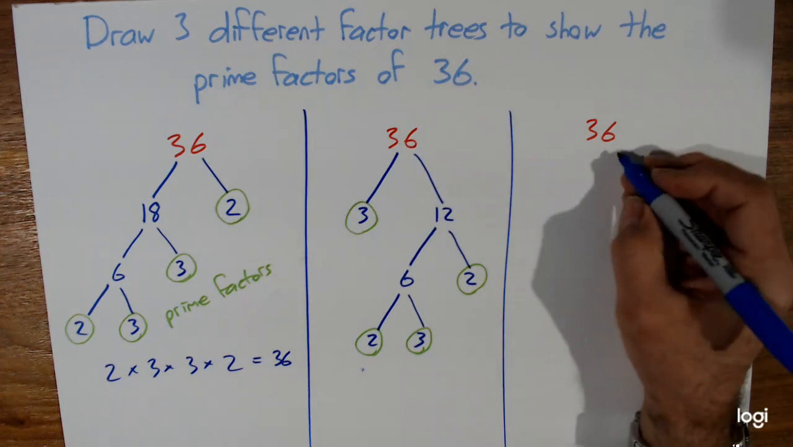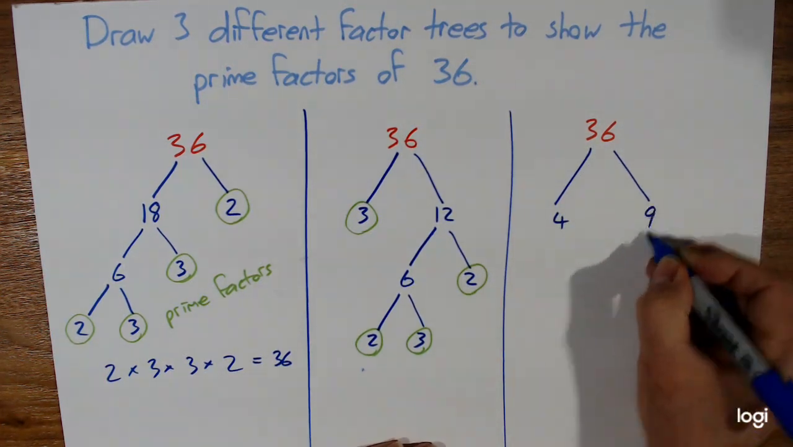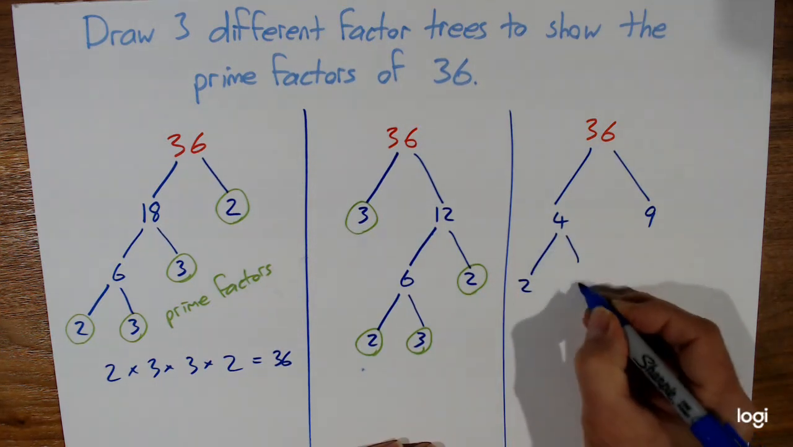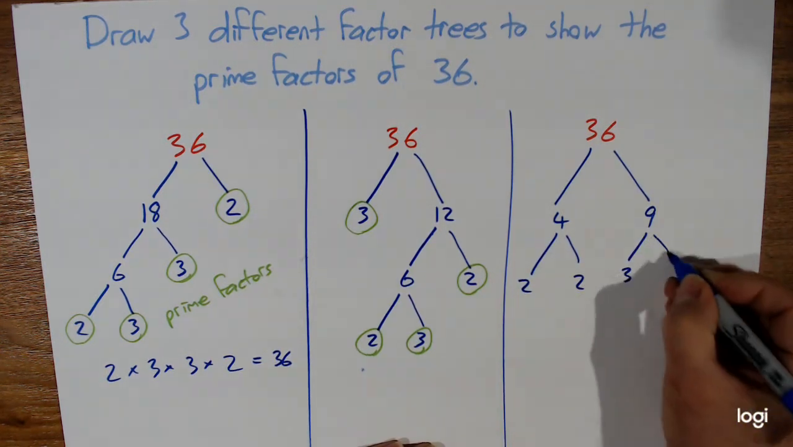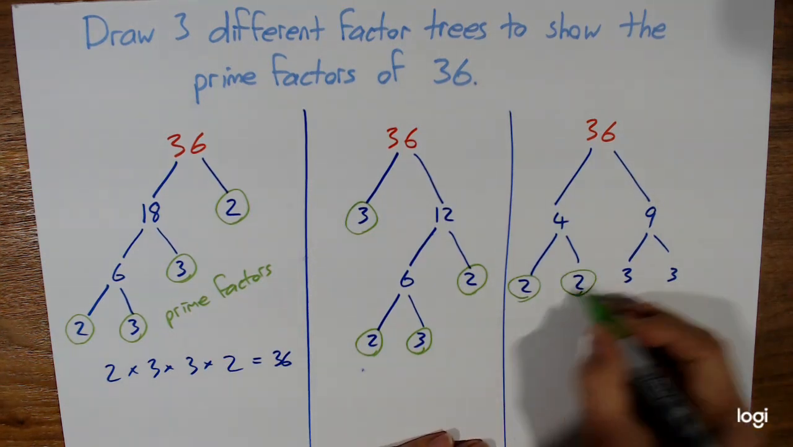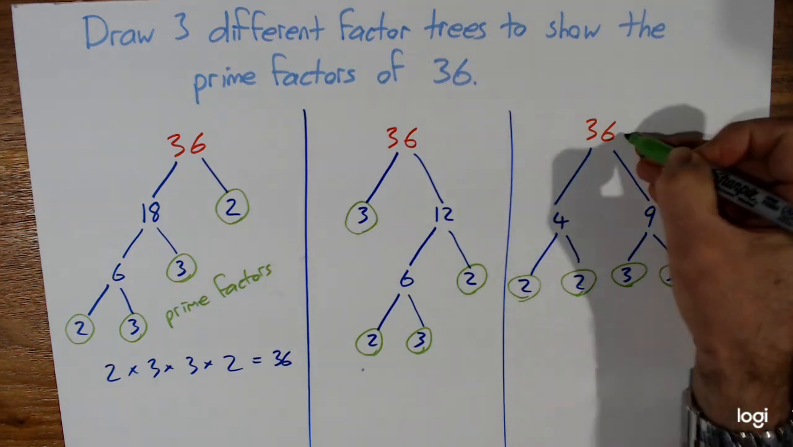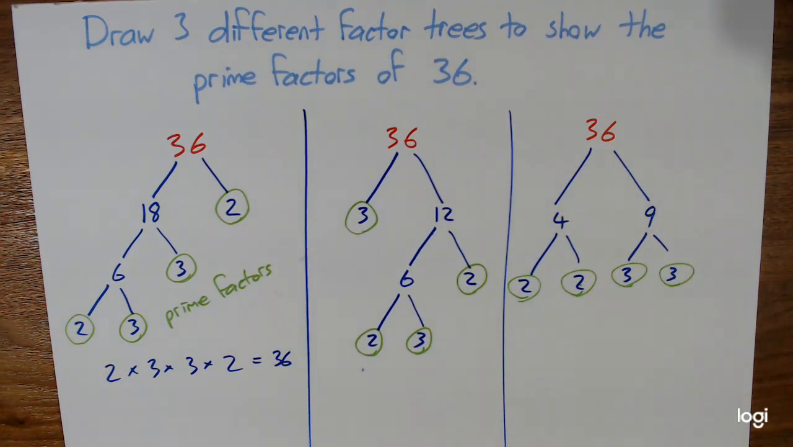One last go. 36 is 4 times 9. 4 is 2 times 2. 9 is 3 times 3. And again, ta-da! Same 4. 2 times 2 times 3 times 3 is 36. There you go. That's factor trees, my friends.